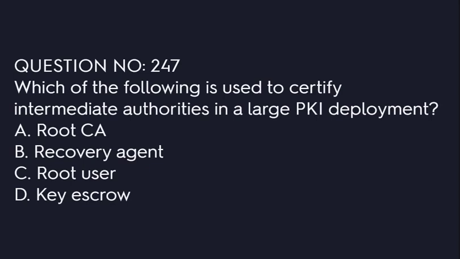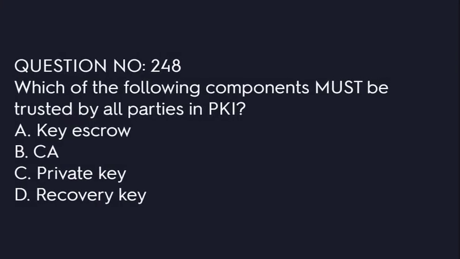Question 247. Which of the following is used to certify intermediate authorities in a large PKI deployment? A. Root CA, B. Recovery agent, C. Root user, D. Key escrow. A. Question 248. Which of the following components must be trusted by all parties in PKI? A. Key escrow, B. CA, C. Private key, D. Recovery key. B.